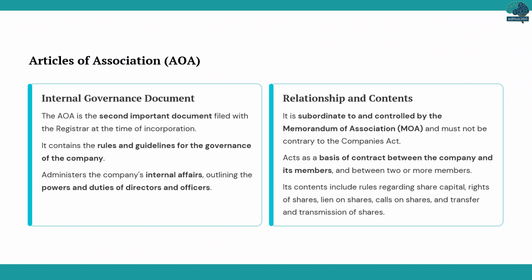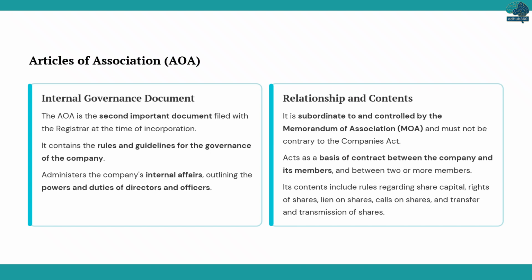This is the second crucial document filed with the registrar at incorporation. While the MOA is external, the AOA is your company's internal rulebook, containing the guidelines for its governance and administering its internal affairs, including the powers and duties of directors and officers. The AOA is subordinate to the Memorandum of Association and must not contradict the Companies Act. It essentially forms the basis of a contract between the company and its members, and also between the members themselves.